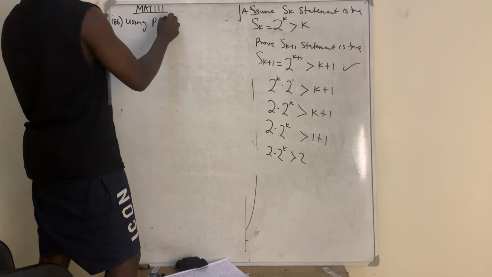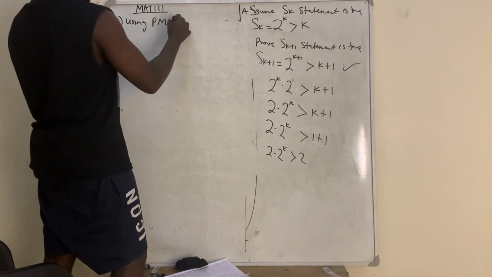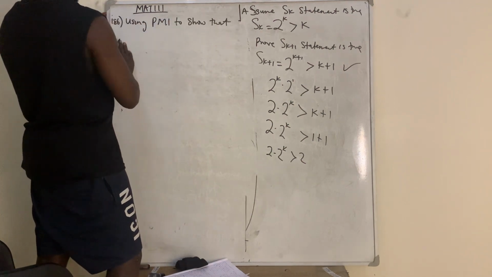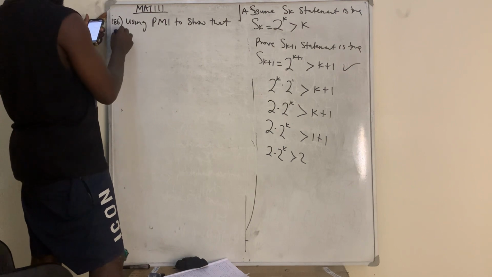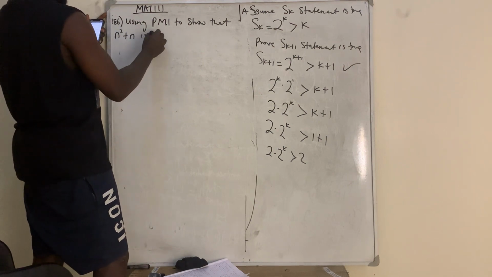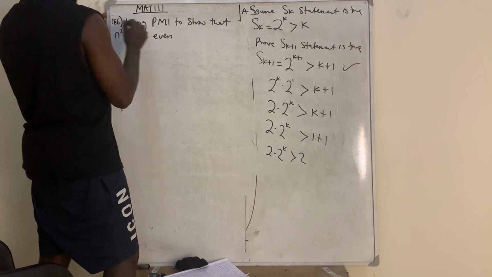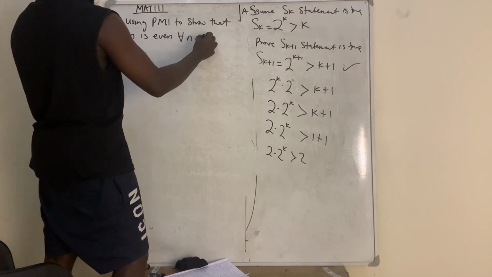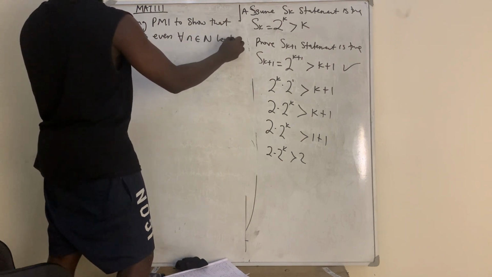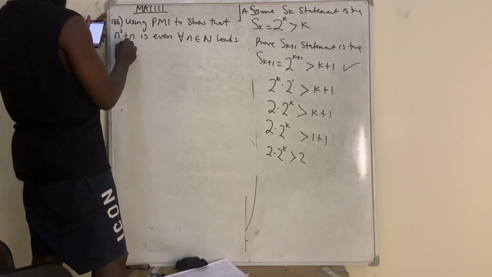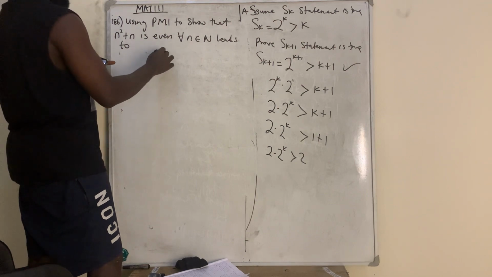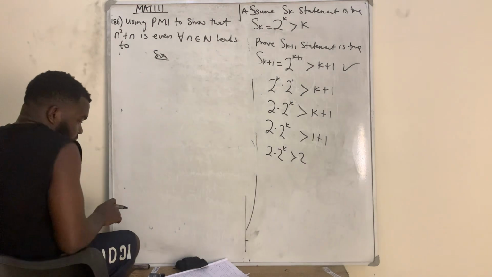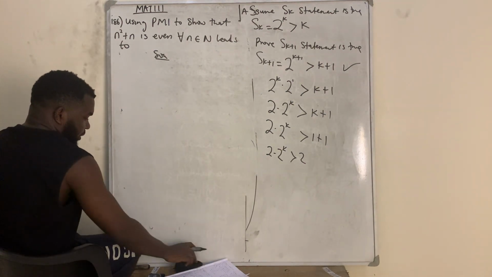using the principle of mathematical induction to show that n squared plus n is even for all n which is an element of the natural numbers. I thought that in an objective, that's what they will be asking you, only what it will lead to. But me, I just want to be solving it for you in case you see that anywhere.